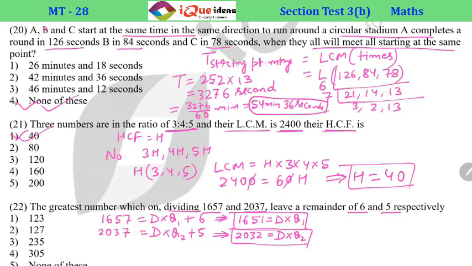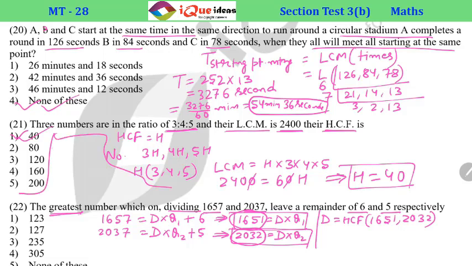Now here, D must be a factor of 1651 and D must also be a factor of 2032. So it has to be a common factor. And we want the greatest. So D has to be the greatest common factor, that is HCF. So D is equal to HCF of 1651 and 2032. Right? So let's do one thing. Let's use this space here and use the long division method.